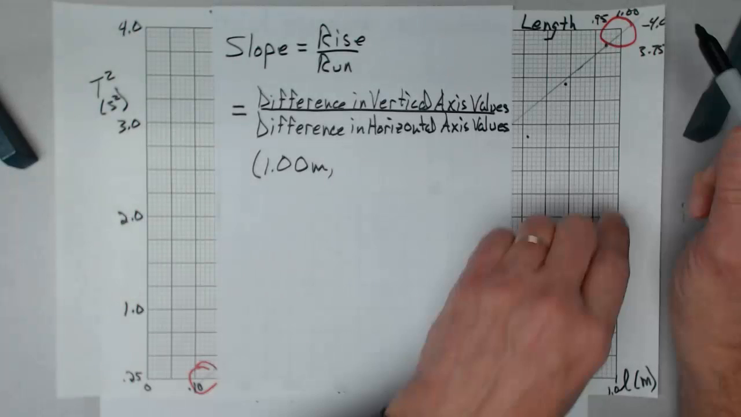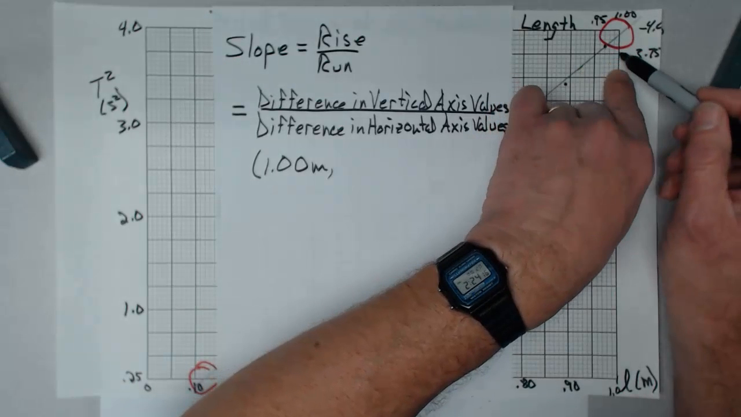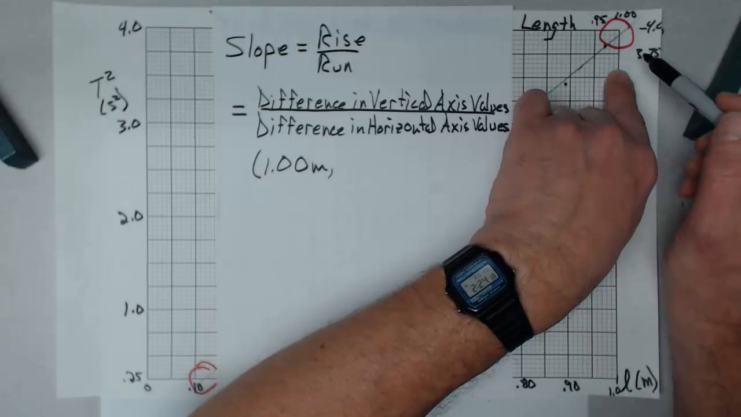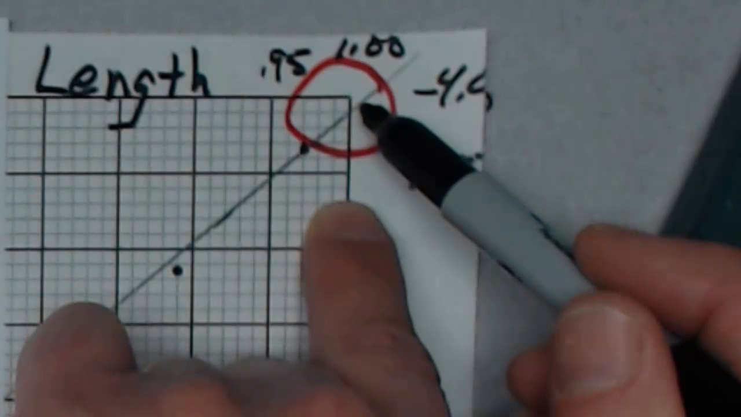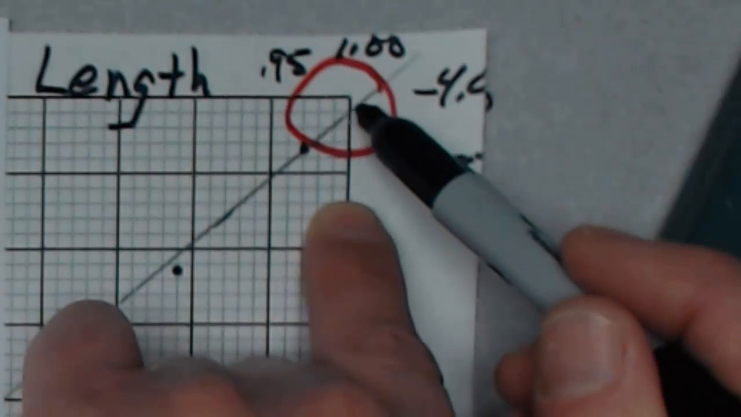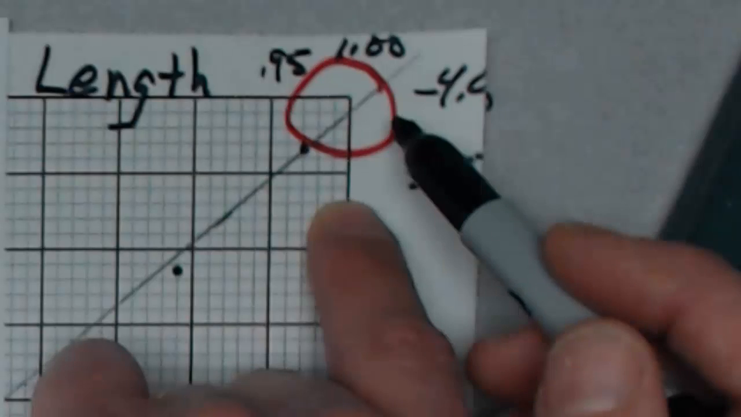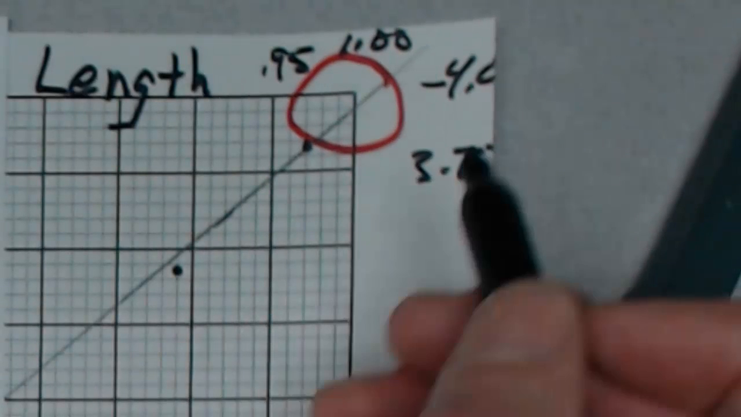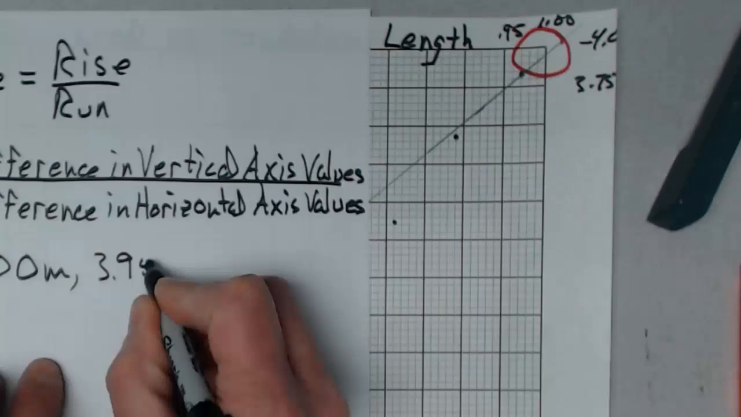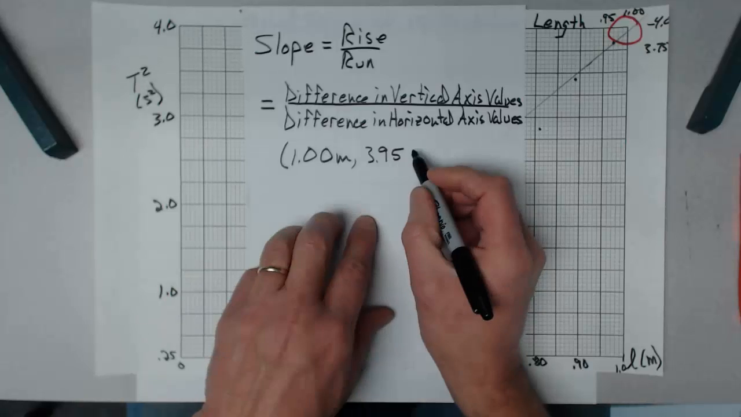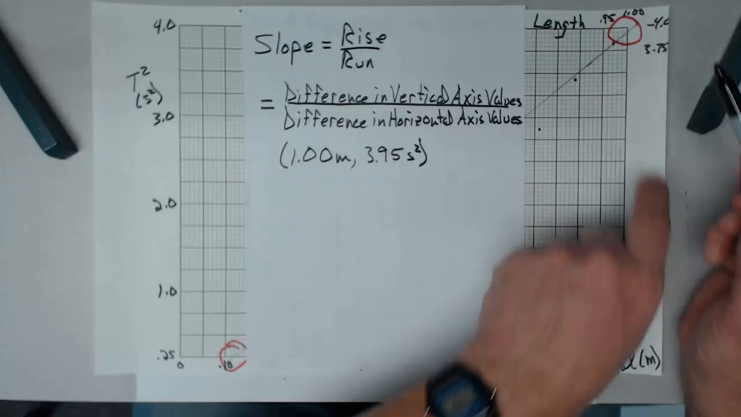Now, what about the vertical value here? I've got 3.75 is this major division, 4.0 is this major division. The line actually seems to be crossing right at this minor tick mark crossing here. That would actually be 3.95, and I can read my graph that well to figure that out. So that would be 3.95. Now my vertical axis values are seconds squared. And so that's the ordered pair up here.